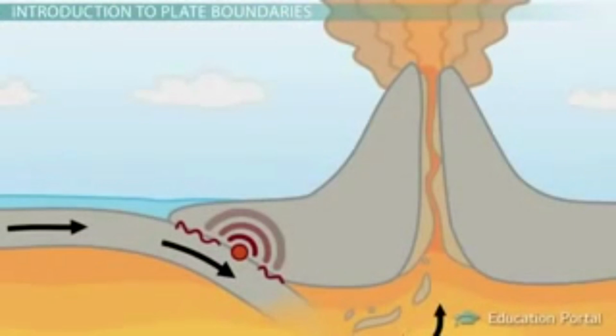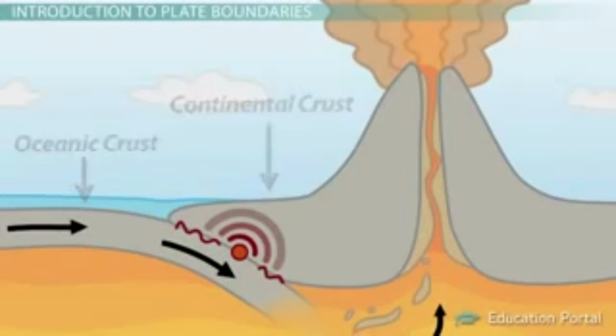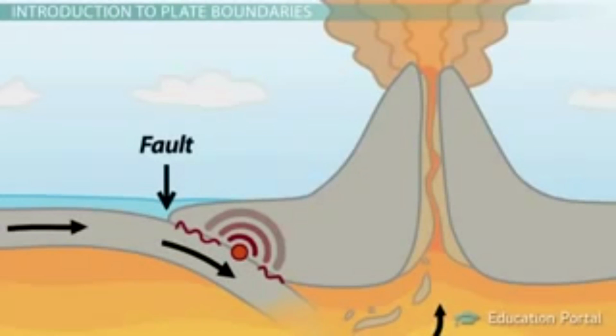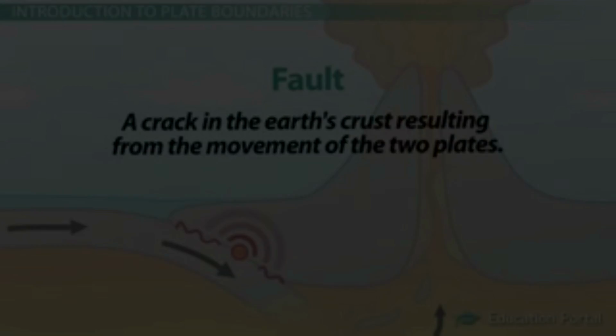Some plates are entirely oceanic crust, or crust under the ocean, while others are a combination of oceanic and continental crust, which is crust of the continents. The boundary where two separate plates meet is where all the action occurs and is called a fault. A fault is a crack in the Earth's crust resulting from the movement of the two plates.